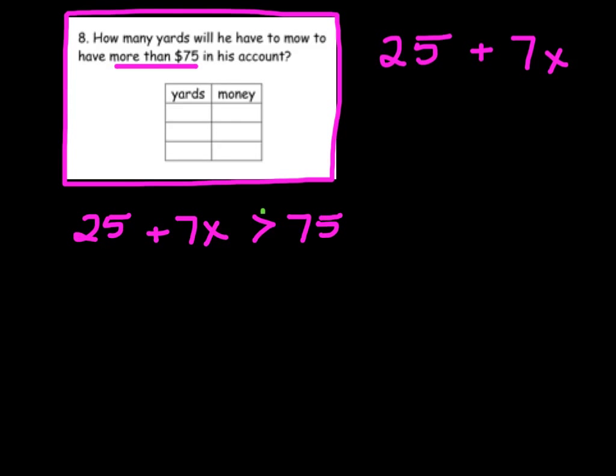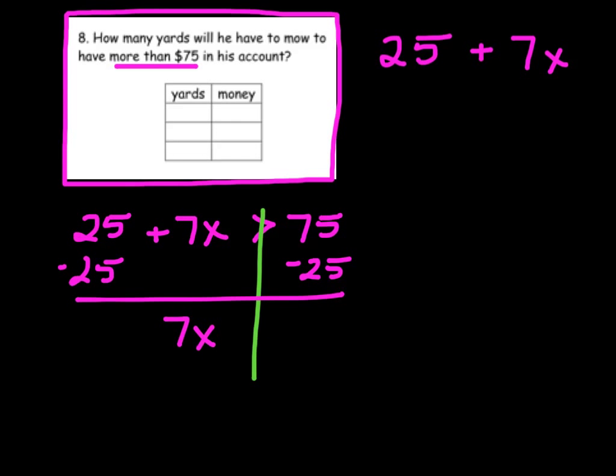So I can solve this again just like I solve any other expression. I'm going to start by subtracting the 25 from both sides. So this would give me 7x is greater than 75 minus 25, which is 50. And yes, this isn't going to be exactly a whole number. We're going to divide both sides by 7. And that's going to leave me with x has to be greater than approximately 7.1. Now, we're going to round that up. It has to be approximately greater than 7.